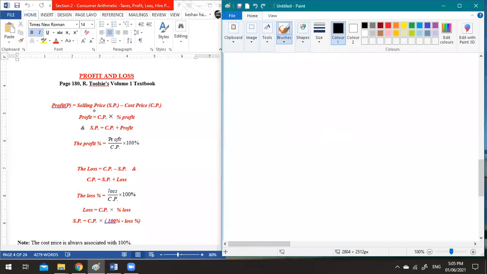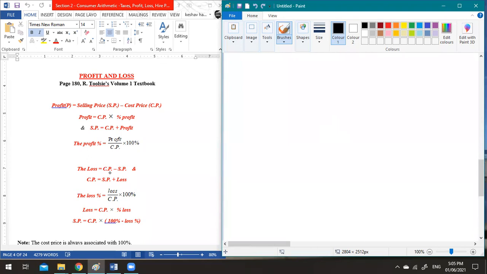Okay, so profit and loss. The profit is the selling price minus the cost price. Now, a profit can be calculated by finding the percentage that we want to make, like the profit percentage multiplied by the cost price, right? And the profit percentage will be the profit over the cost price multiplied by 100%, right? Or multiplied by 100 to get the percentage.